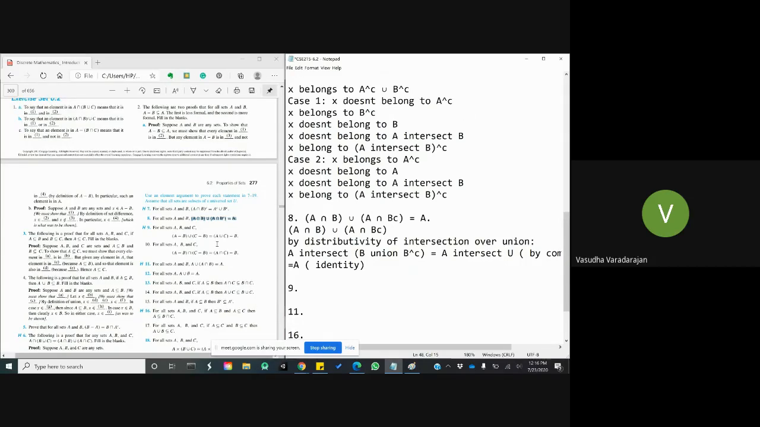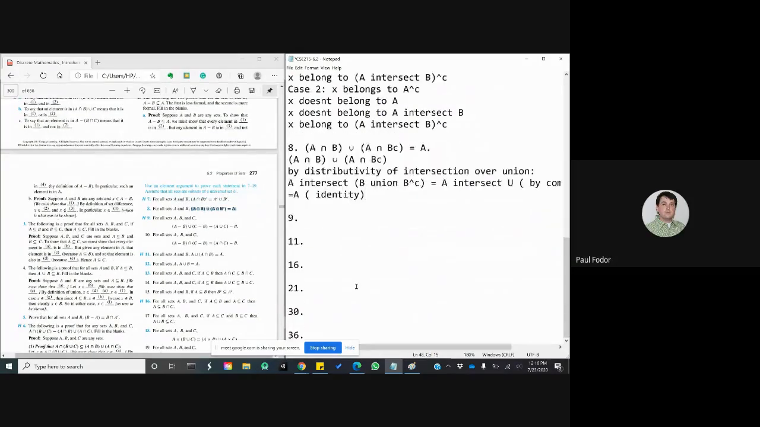We'll be doing 9 next. Yes, and let's do it also by set identity. Set identities, okay. Because it's easier, and it's shorter than actually doing it by element argument proof. The element argument proof, you already gave an example, so it's good enough. Okay. So let's start from the left-hand side. Delete the last part. You copied too much. Okay, good.